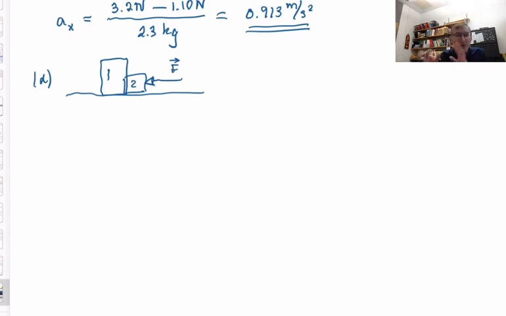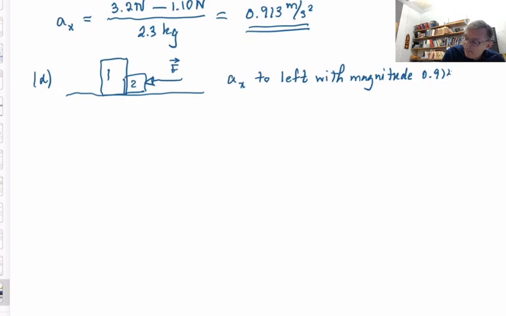Well, now they're going to accelerate as a blob to the left. They have to have the same acceleration, magnitude anyways. A sub x is to the left with magnitude, let's say, 0.914 meters per second squared. Right? Because it's still the two blocks, and I'm still pushing with the same size applied force. Now I'm just pushing to the left, so I'm going to get an acceleration to the left, but it's still going to have the same magnitude as when I push to the right, 0.914 meters per second squared.